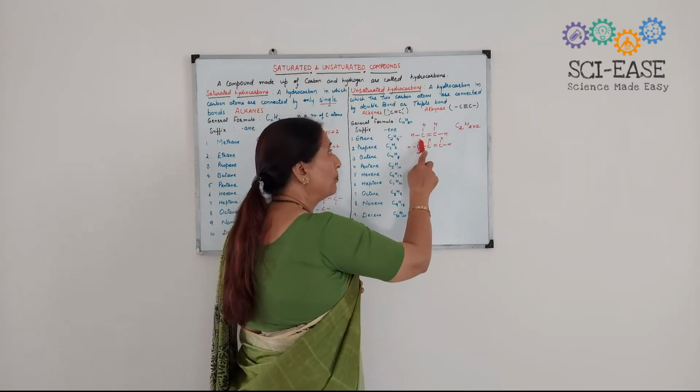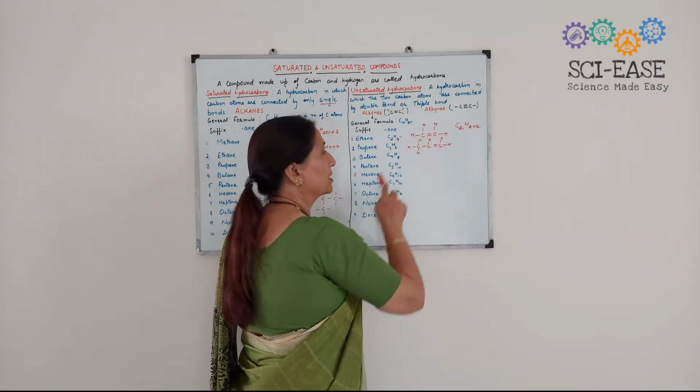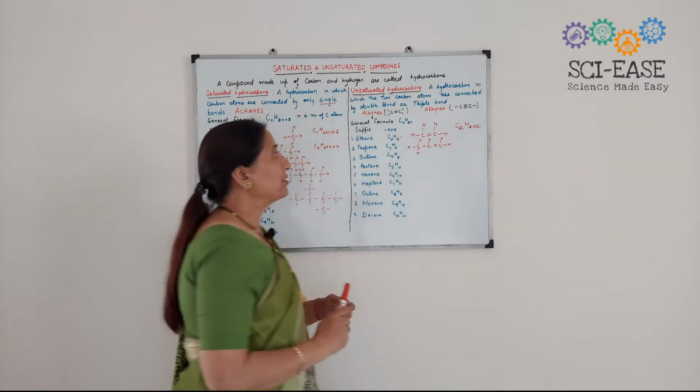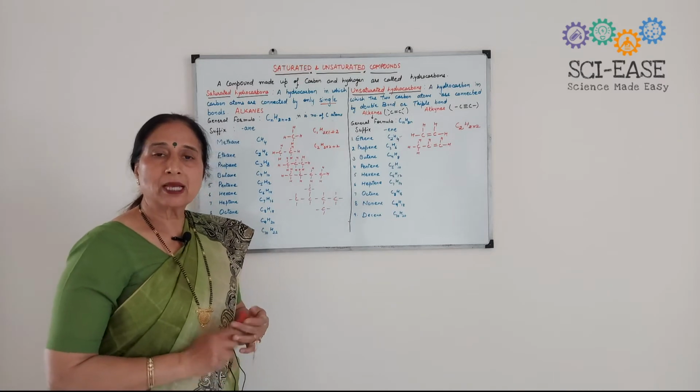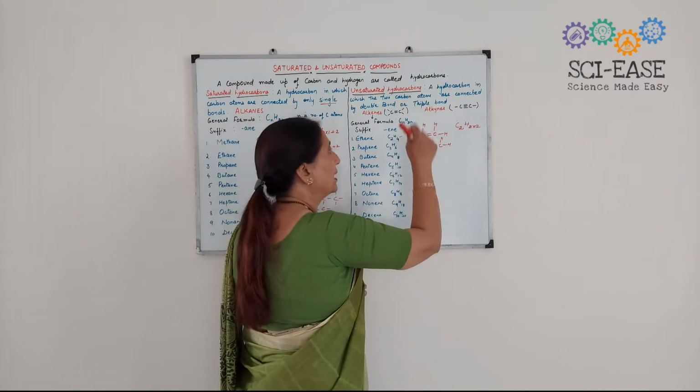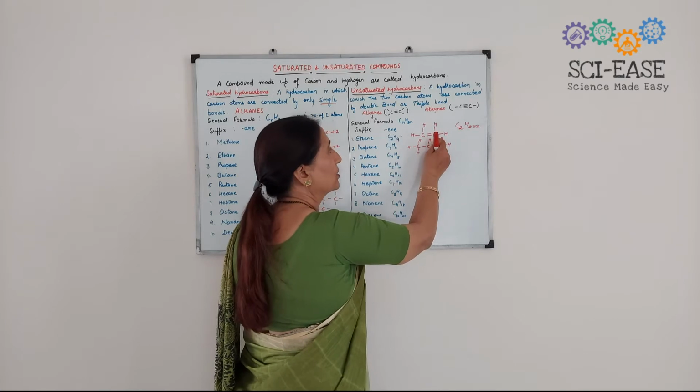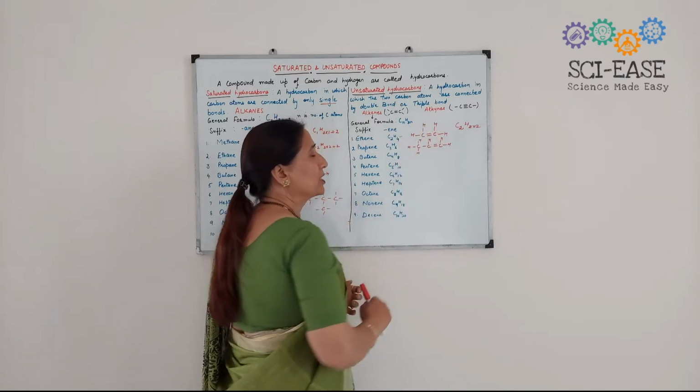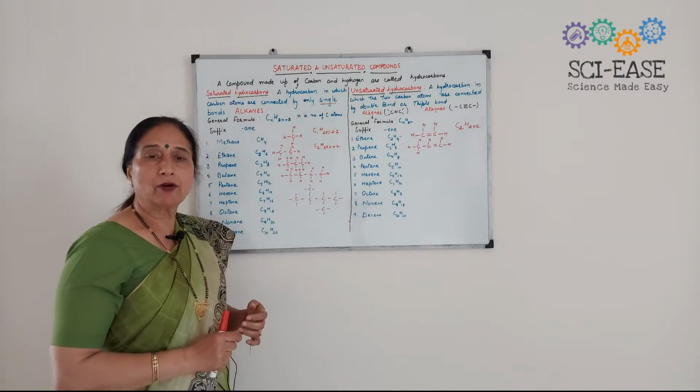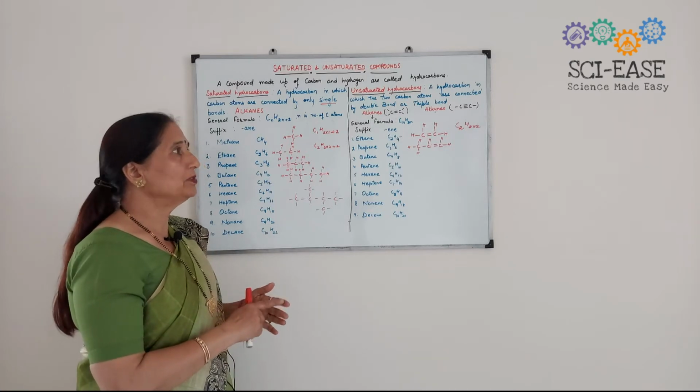Here I will not put H downwards. Why? Because the tetravalency is already complete. Sometimes students ignorantly write H here also. Then 5 bonds will be there around carbon, which is impossible.